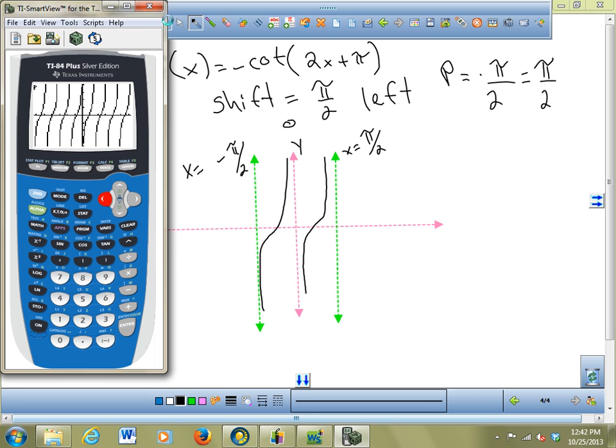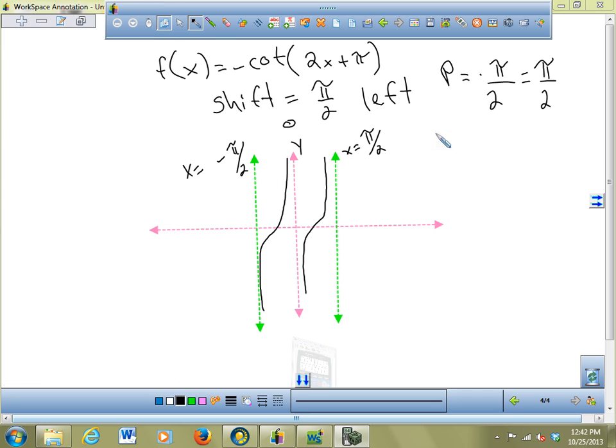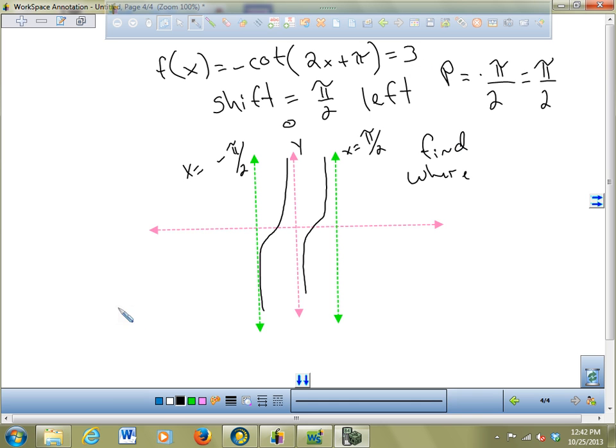What if I said, find where this thing is equal to 3? Could you do that with your calculator? You'll have to do that algebraically at a later date. But could you do that with your calculator? Who can tell me how to do it with your calculator? How would I find out where this thing is equal to 3?